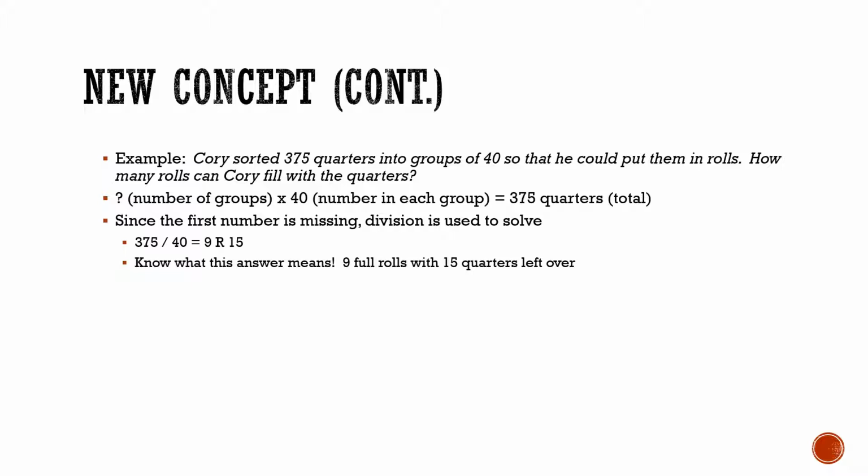So remember what that answer means in light of the story. So we know we're going to have 9 full rolls and 15 quarters left over that are not in a roll. 15 quarters can't make a whole roll, so they're just going to be left off to the side. So the question is, how many rolls can Corey fill, totally fill? And that answer would be 9 rolls. So in the answer for this word problem, we don't really care about the remainder of 15. We only care about the 9 full rolls that Corey can fill. So that's why you need to make sure you pay attention to the question.